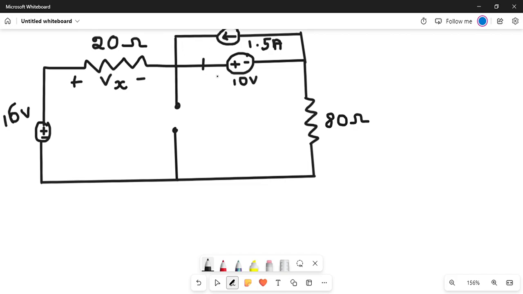Yes. So next, what am I supposed to do? I have my 10 volt, right? What is my 10 volt? My 10 volt is a short circuit. So I'll just extend the line here, fine? Yeah.